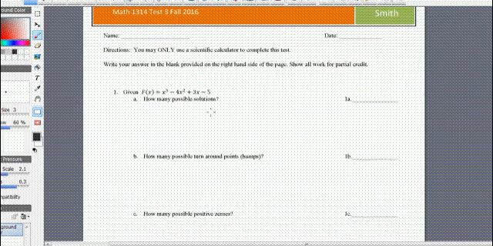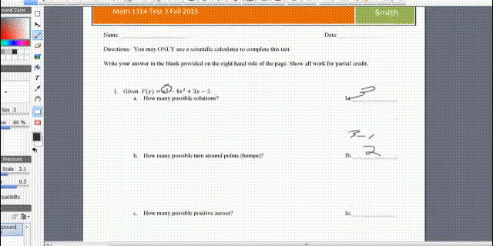Okay guys, this is test 3, the one we just took. How many possible solutions? If you look at just the highest degree, that guy right there should be 3. How many possible turnaround humps? 3 minus 1 is 2.